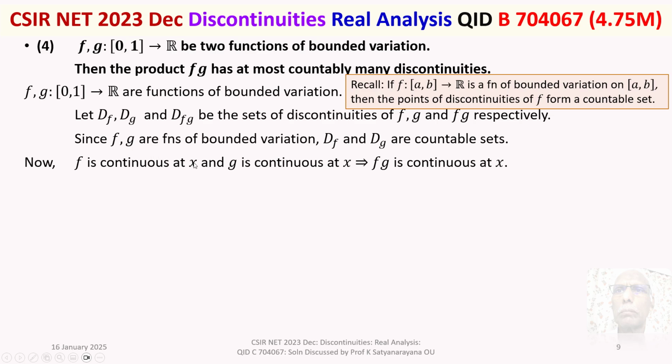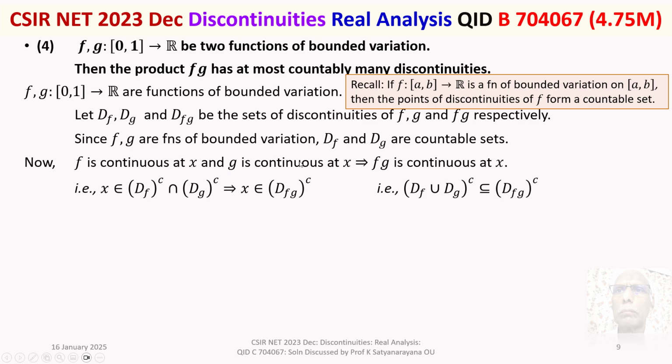So, f is continuous at x means x is not a point of discontinuity. Therefore, x belongs to Df complement. And g is continuous at x, that means x is not a discontinuity. Therefore, x belongs to Dg complement. And so also, fg is continuous at x means x belongs to Dfg complement. That is, x belongs to Df complement and x belongs to Dg complement, and that implies x belongs to Dfg complement.